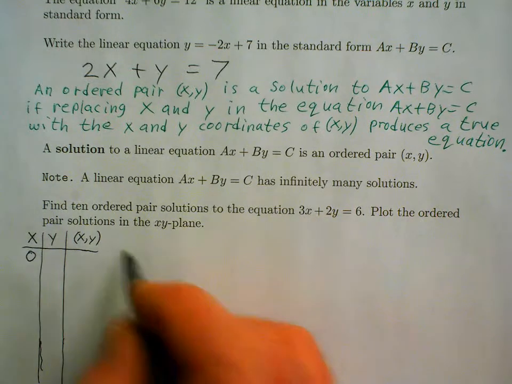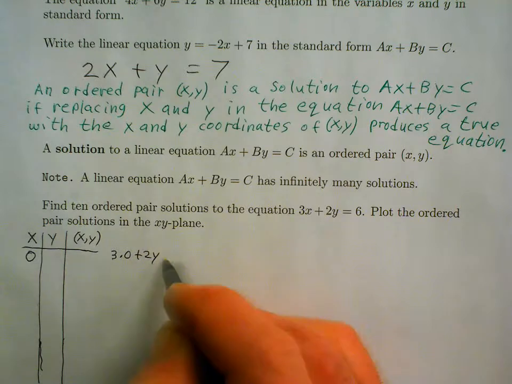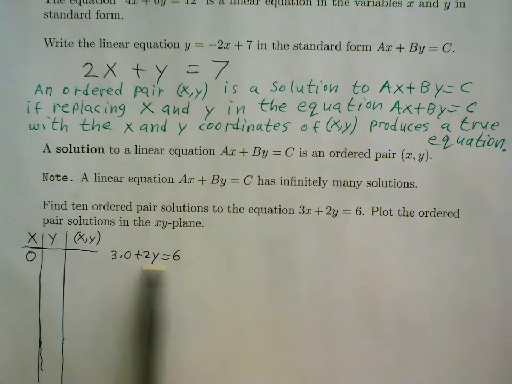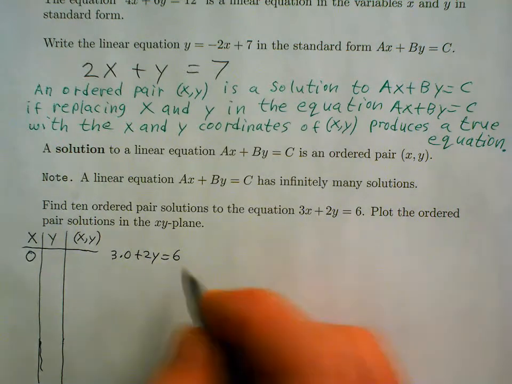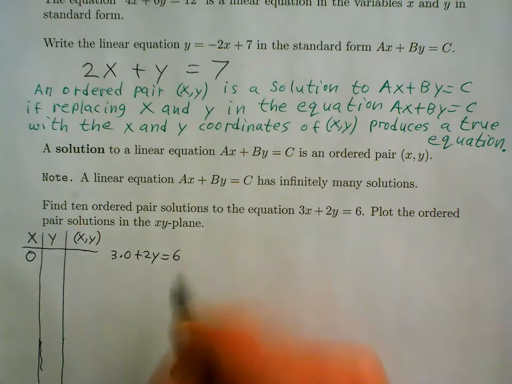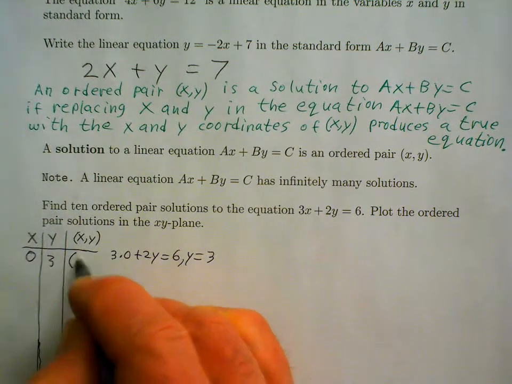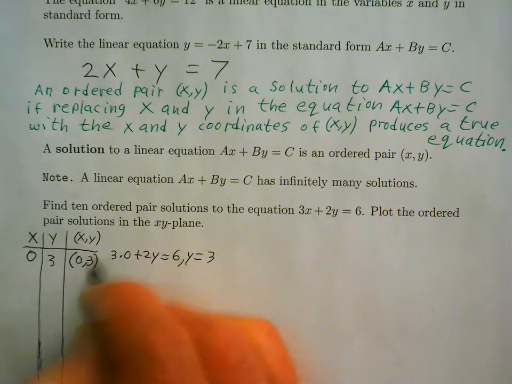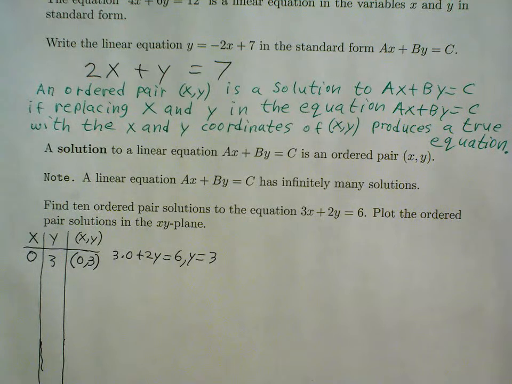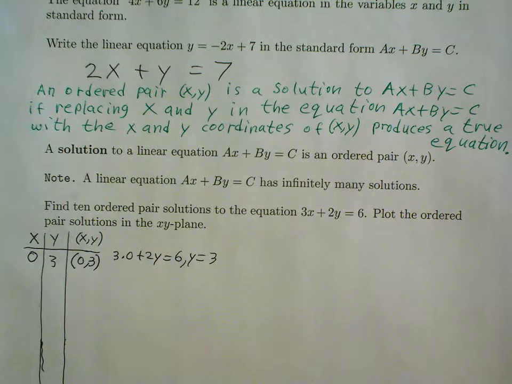So in the equation, we have 3 times 0 plus 2y equals 6. We solve this equation for y. So we get 2y equals 6, so y equals 3. So that means the ordered pair (0, 3) is one of the solutions to that equation. Okay, 9 more.